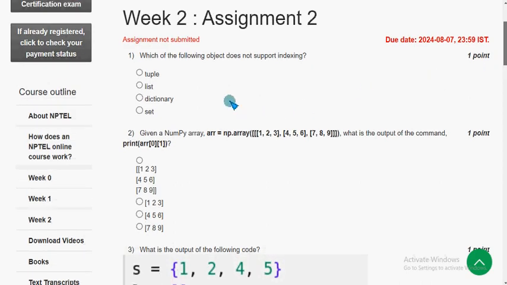So first question guys, which of the following objects does not support indexing? For the first question the probable answer is the fourth option, set, which does not support indexing. So guys, these are completely our probable solutions. We tried our best to give you the most probable solutions guys.